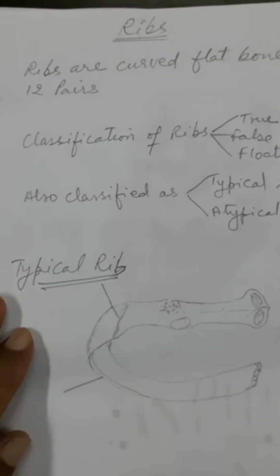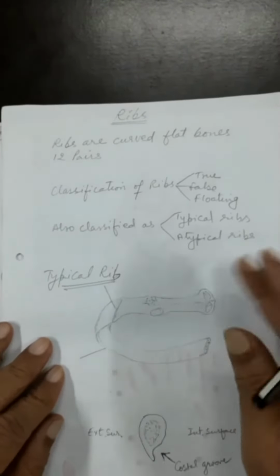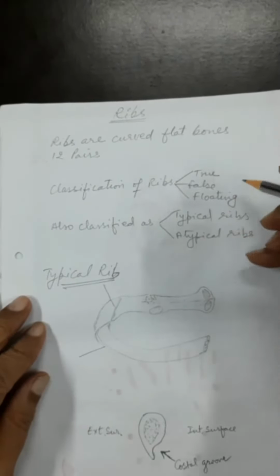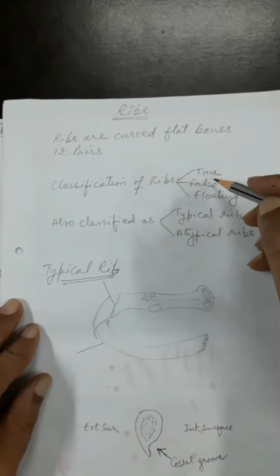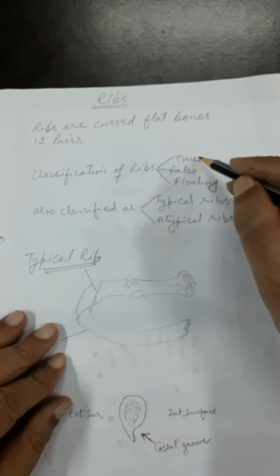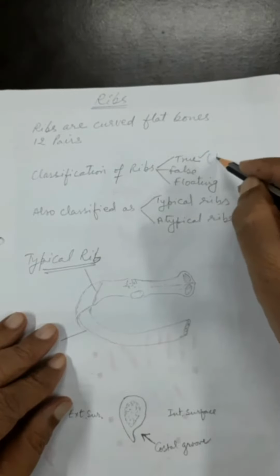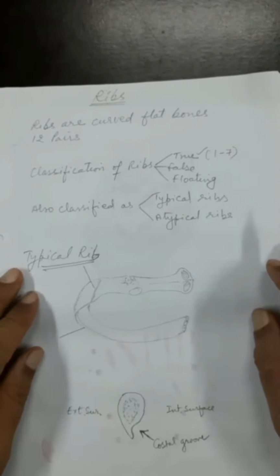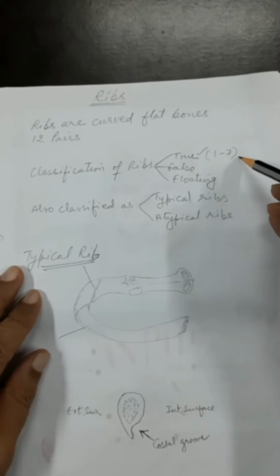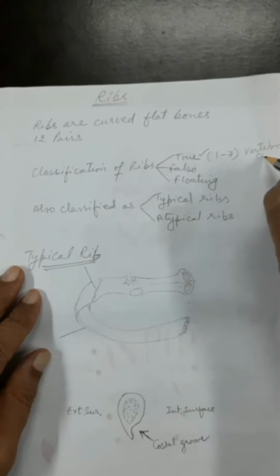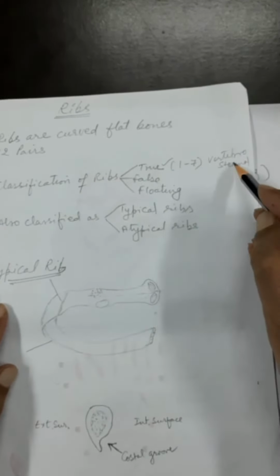So we now come to the classification of ribs, because some ribs articulate directly to the sternum, some indirectly, and some don't articulate. This classification of the 12 pairs of ribs is based on this. Ribs 1 to 7 are called the true ribs. Why are they called true ribs? Because their anterior end articulates directly to the sternum. That's why these ribs are also called vertebrosternal.